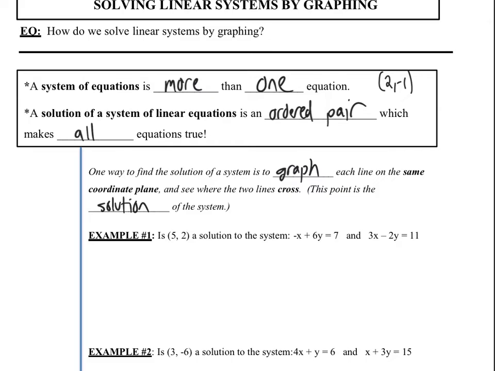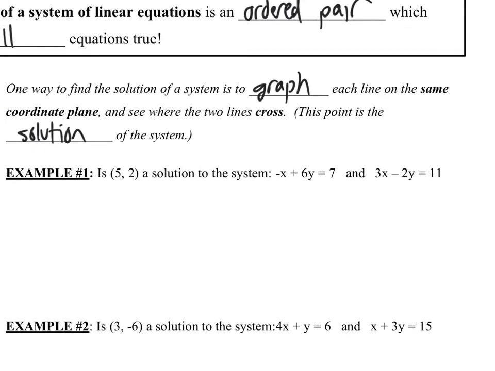All right, example 1, it says, is (5, 2) a solution to the system -x + 6y = 7 and 3x - 2y = 11? Well, for it to be a solution, it needs to be true for both equations. So what we're going to do is plug these in for x and y and see if they're true. So we're going to call 5 x and 2 y. And why don't you see if you can do it? Go ahead and give it a try. Pause the video, see if you can do it. Otherwise, just stick around and we'll go through it in a second.